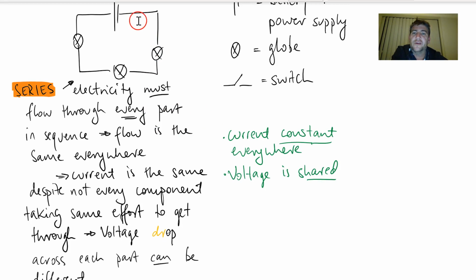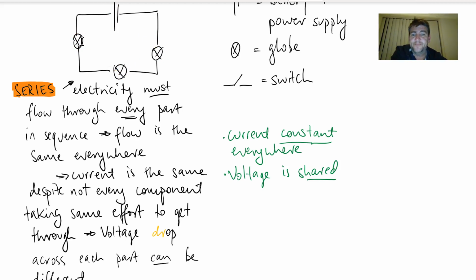What this means is that the current, so the electricity, the actual electrons that are flowing, that flow out of this side here and make their way back to the other side of the battery, have to go through everything. What that means is that the current is constant everywhere, and the voltage that the power supply can put out is shared across this globe and this globe and this globe and any other bits and pieces that are in there.